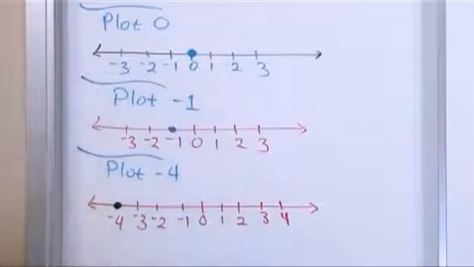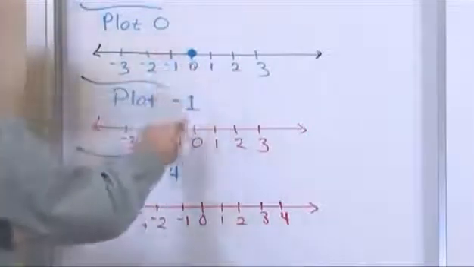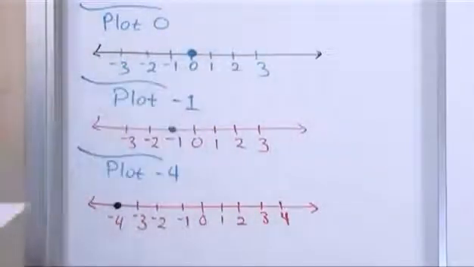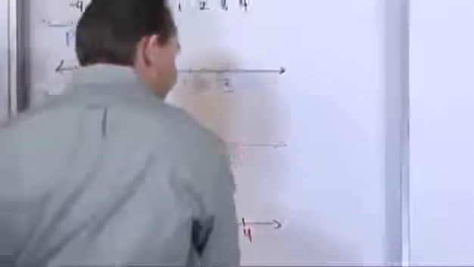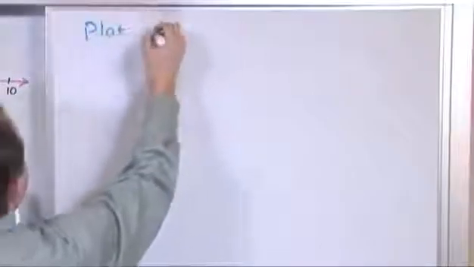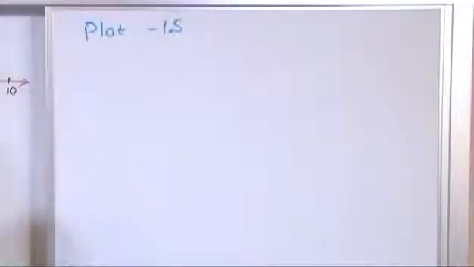So you see it's really a graphical way of plotting it, because you can see by looking at it that the negative numbers are more to the left and the positive numbers are more to the right. Now what if we wanted to plot -1.5, which is something you'll probably be asked to do.